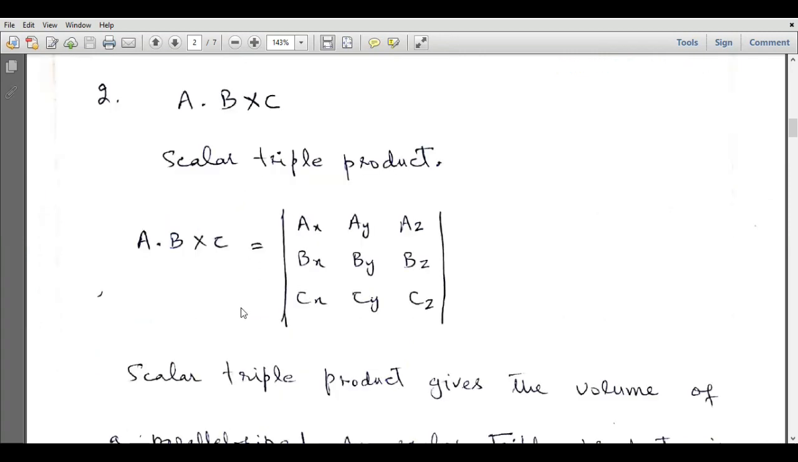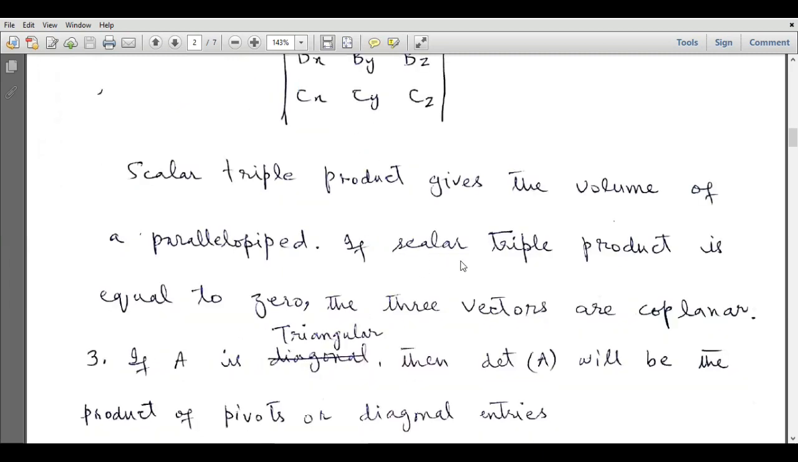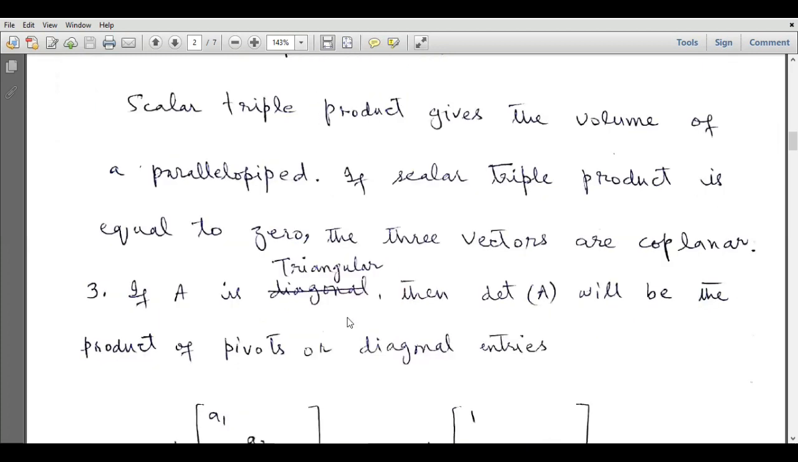Scalar triple product is used to evaluate the volume of the parallelepiped, and if a scalar triple product is equal to 0, then the three vectors are coplanar. So scalar triple product has further two uses. It gives us the volume of the parallelepiped, and it tells us if the three vectors are coplanar or not.